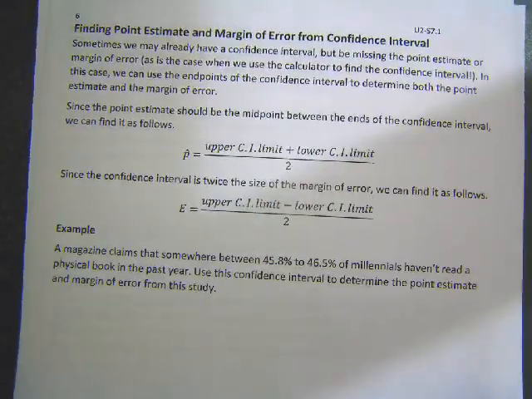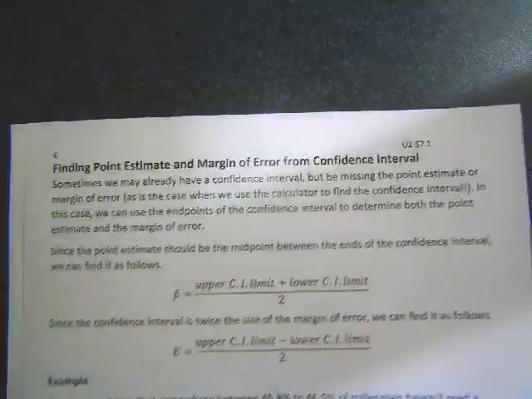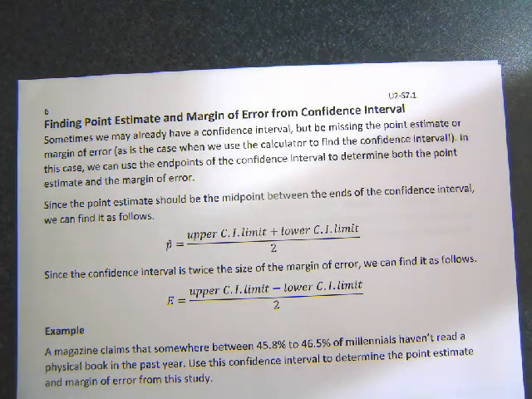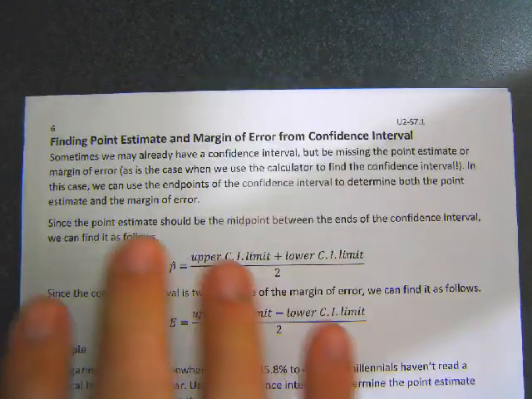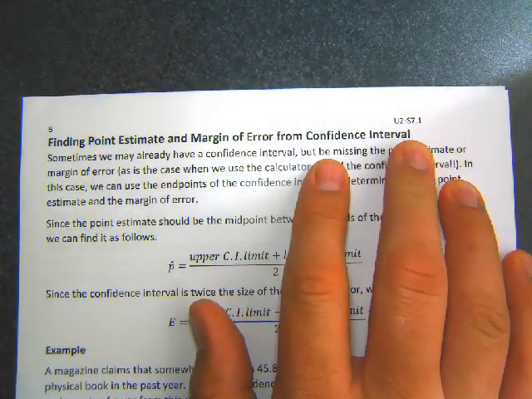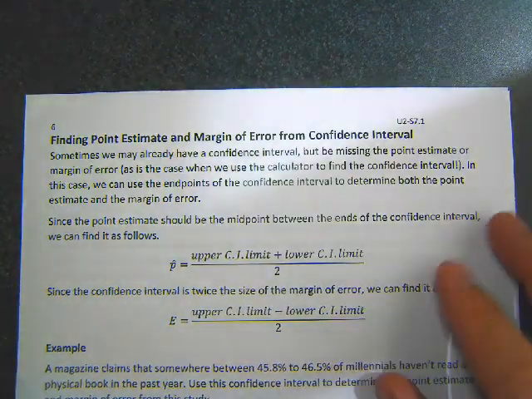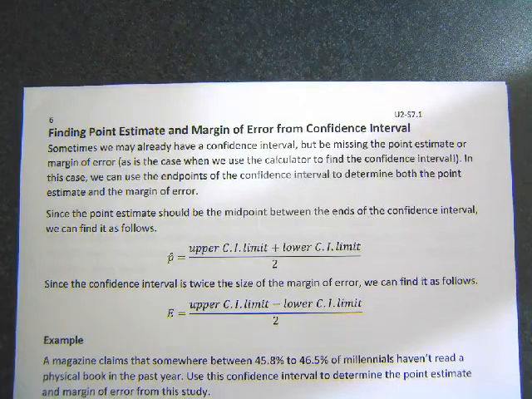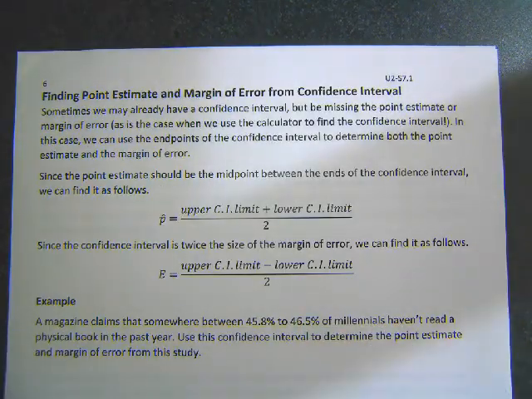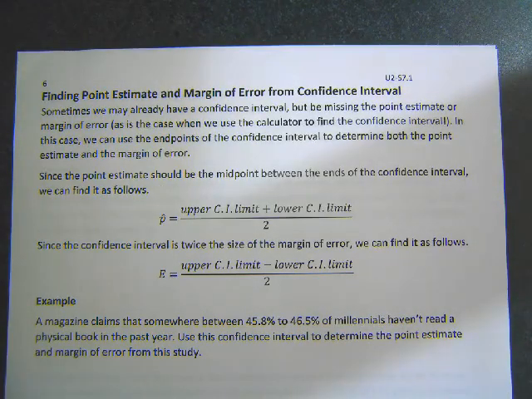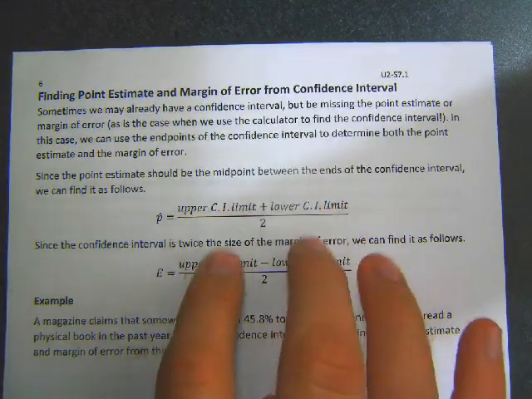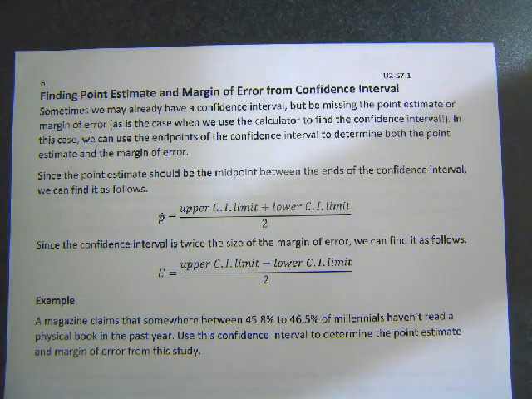Okay. Now what if you don't have that information? What if you have the confidence interval, but you need to go back and figure out the point estimate and the margin of error? So this is something you can actually work a little bit backwards. So sometimes you might know the confidence interval. Maybe you looked it up online and you know it, but you want to know the point estimate or the margin of error. Like when you use the calculator, it gives you a confidence interval. It doesn't give you the point estimate and the margin of error. In this case, we'll use those endpoints of your confidence interval and go back and find that information.